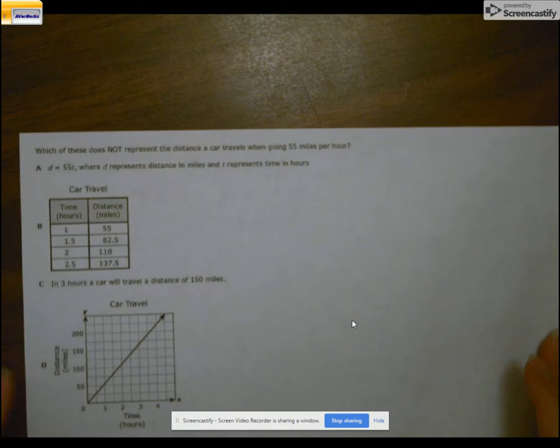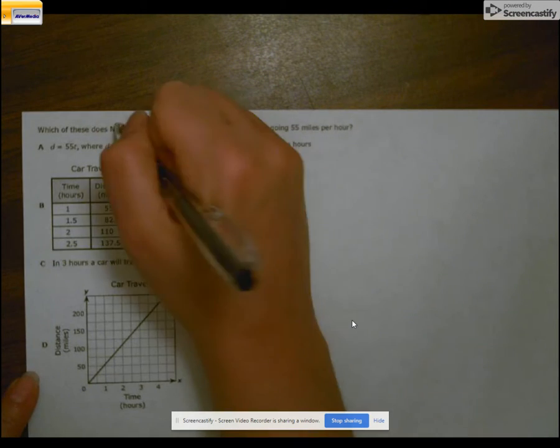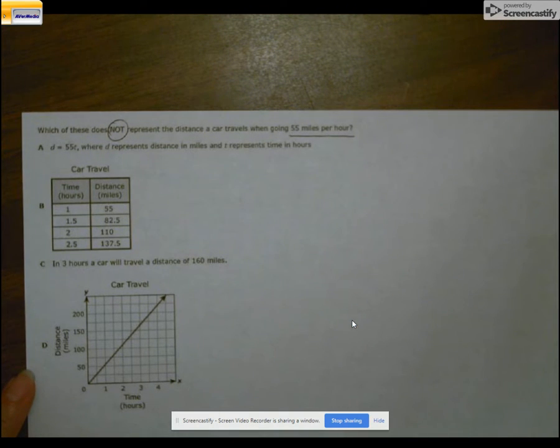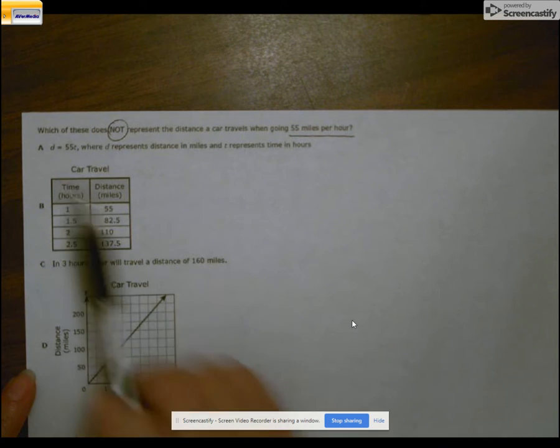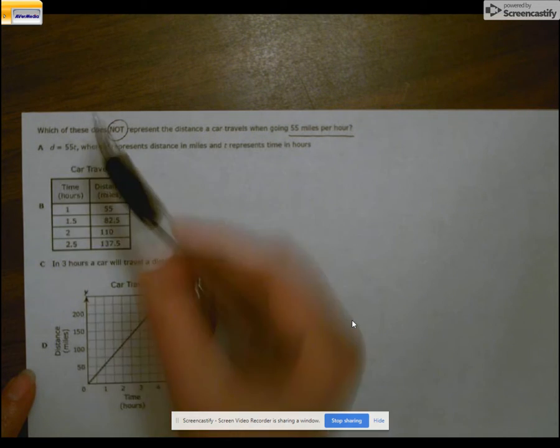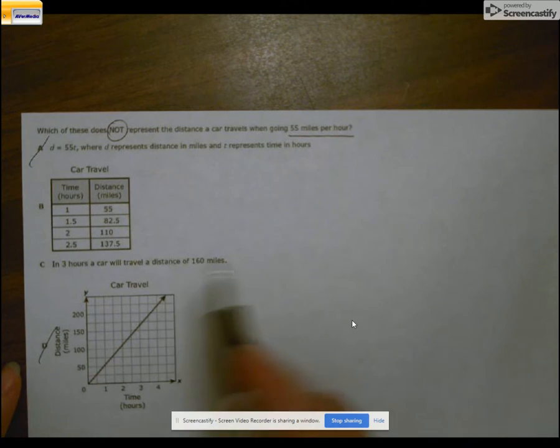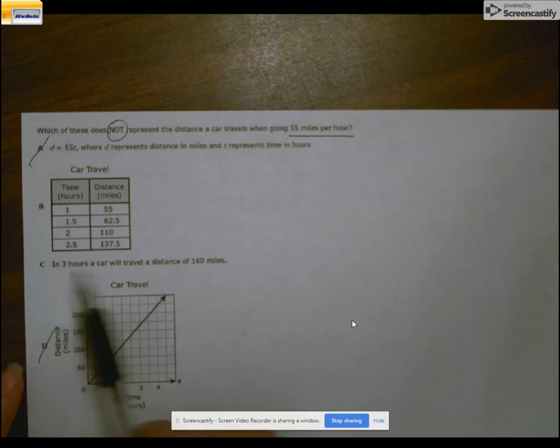All right, this one says which one does not have a car traveling at 55 miles an hour. In other words, which one does not have that as a constant rate of change? Well, some I can get rid of right away. Constant rate of change is 55, so that's not it. This one looks like a little bit more than 50, so probably 55. That's not it. So then I have 2 I need to look at. Got my table, and then I've got my situation here.